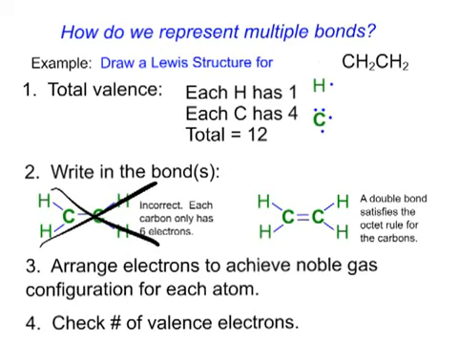If we add another bond in between the carbons, we can satisfy the octet rule for both of the carbons. Now we have 2, 4, 6, 8 around that carbon, and 2, 4, 6, 8 electrons around that carbon. The duet rule for each of the hydrogens is satisfied as well. So that ends up being the correct Lewis structure. Also, when we go back and we check the valence electrons, we find that we have 2, 4, 6, 8, 10, 12, which is the total number of valence electrons that we were supposed to have.